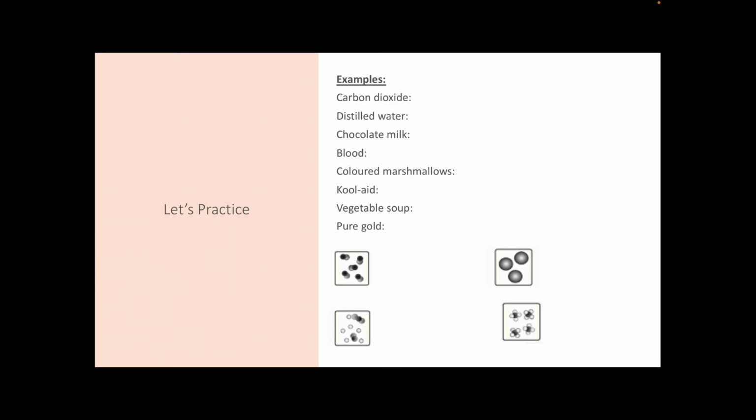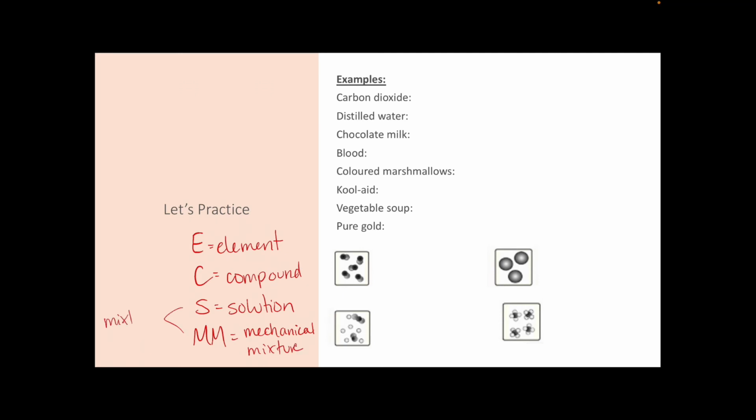Let's practice with some examples. For this activity, we're going to say E means element, C is a compound, S is a solution, and M is mechanical mixture. So remember, these two are mixtures, and these two are the pure substances. Always think back to that table.